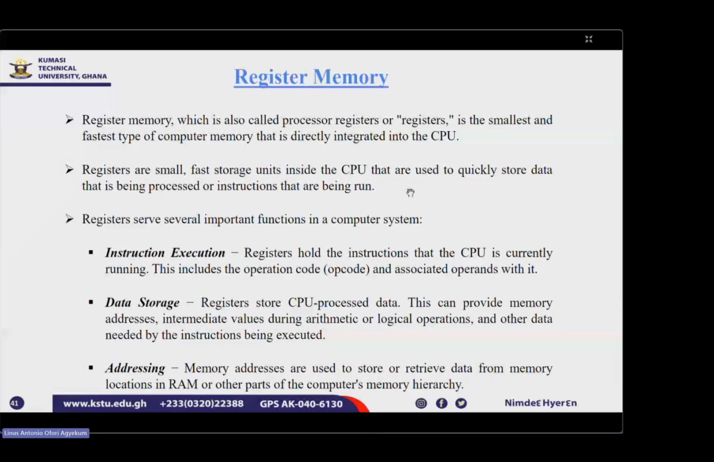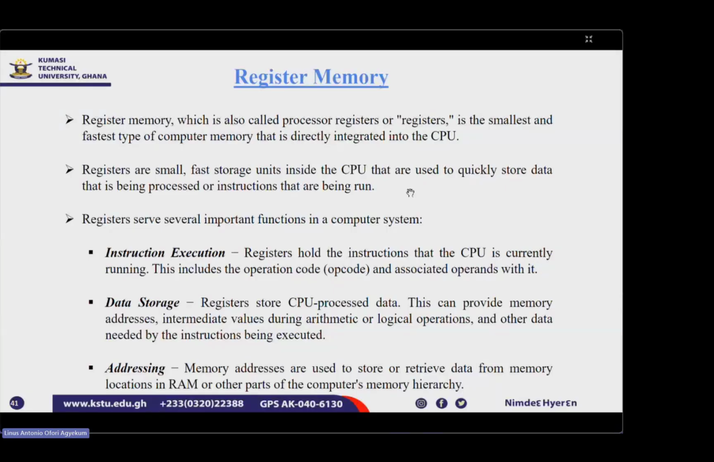Okay, so now let's look at the last thing, which is the register memory. Whereas the cache memory is closest to the CPU, the register memory is the smallest and fastest type of computer memory that is integrated directly into the CPU. They are small but fast storage units inside the CPU that are used to quickly store data that is being processed or instructions that are being run.